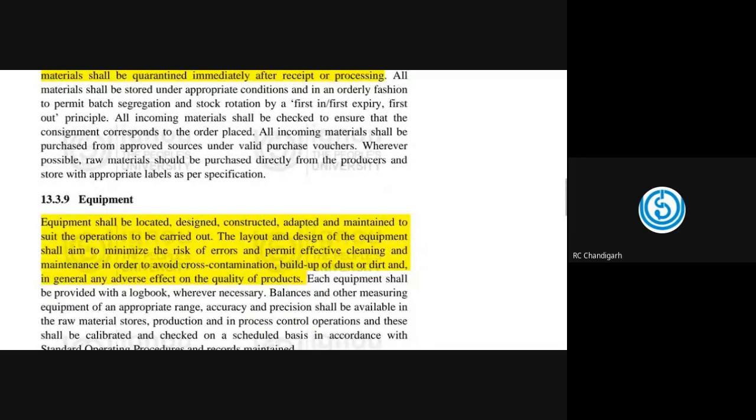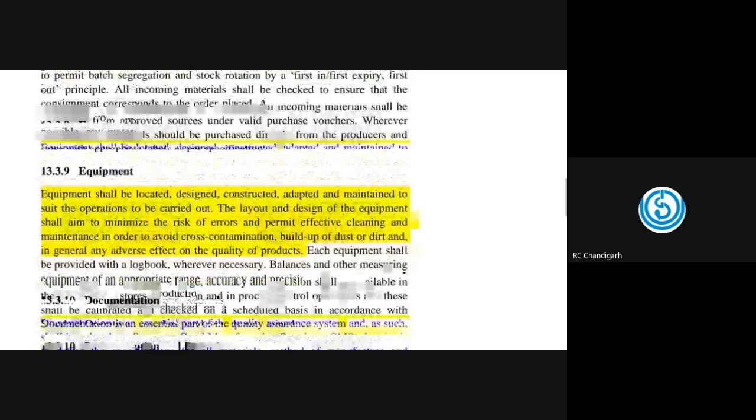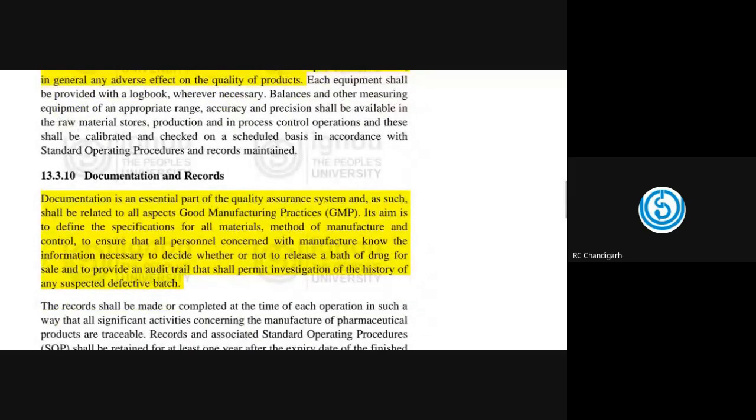Equipment. Equipment shall be located, designed, constructed, adapted, and maintained to suit the operations to be carried out. The layout and design of the equipment shall aim to minimize the risk of errors and permit effective cleaning and maintenance in order to avoid cross contamination, buildup of dust or dirt, and in general, any adverse effect on the quality of the products.